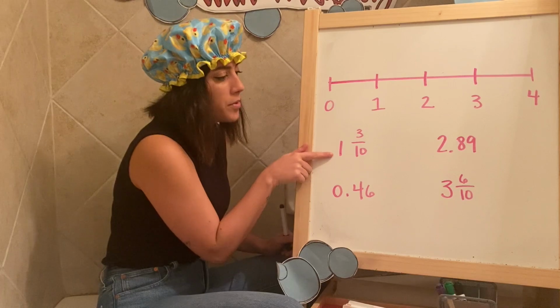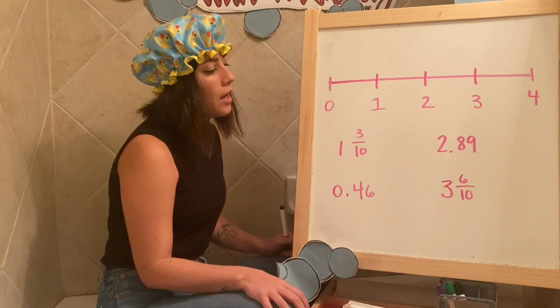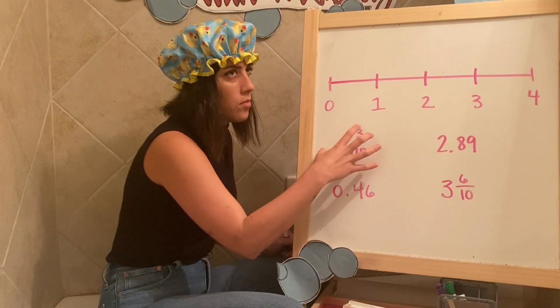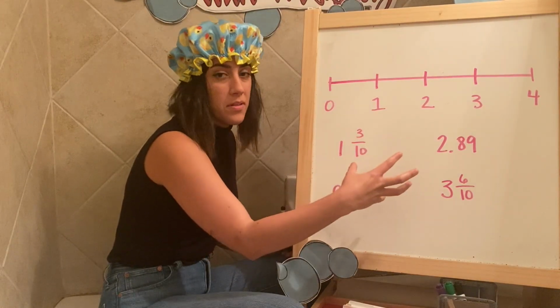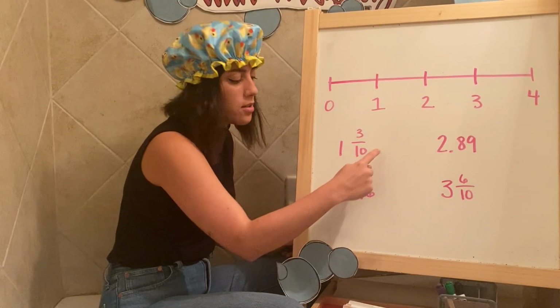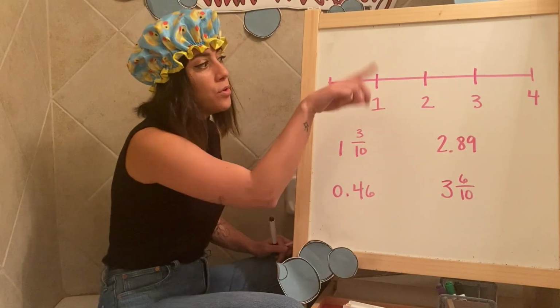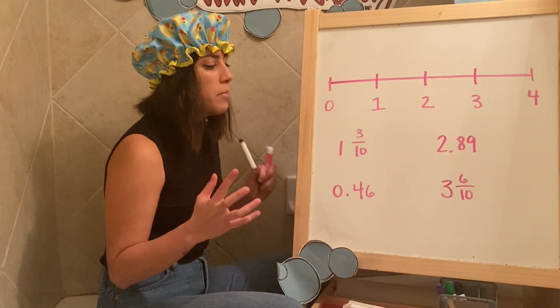Now I've given you a couple of fractions and decimals, and I kind of want you to think about, let's convert these into the opposite. So if I have a fraction, I'm going to turn it into a decimal. If I have a decimal, I'm going to turn it into a fraction. And then we'll find them on the number line based on where they are.